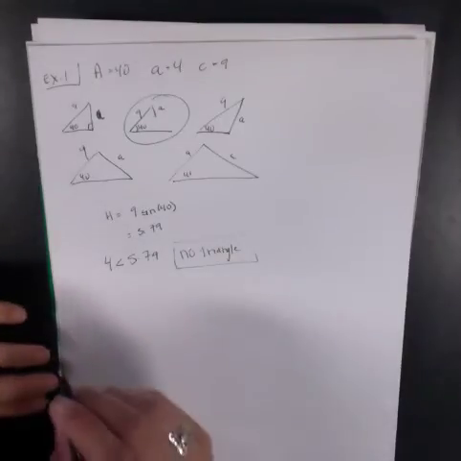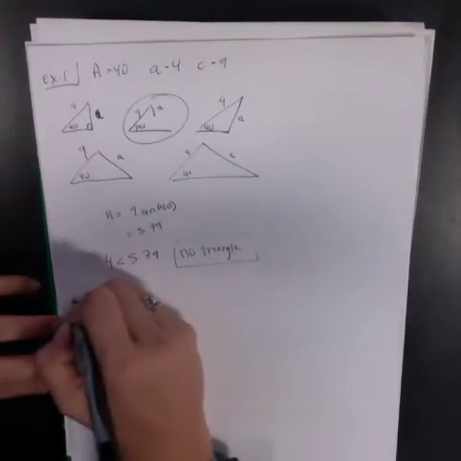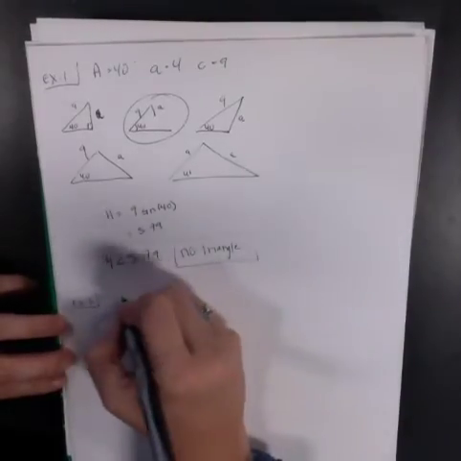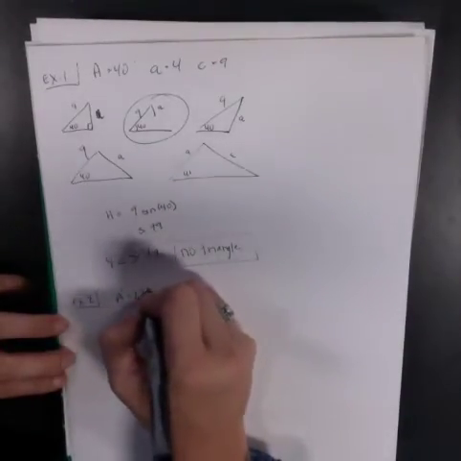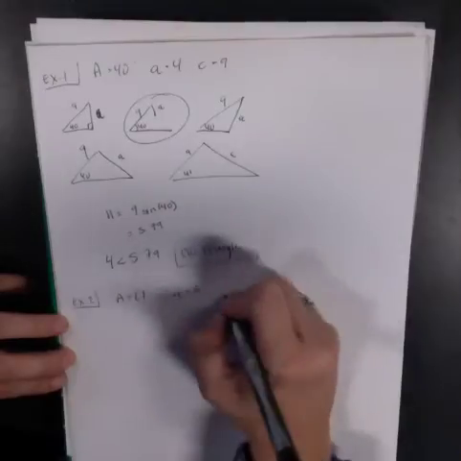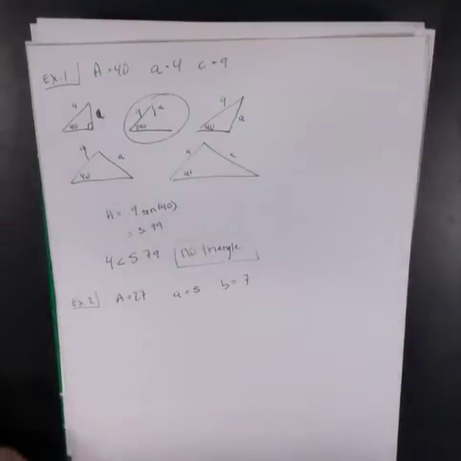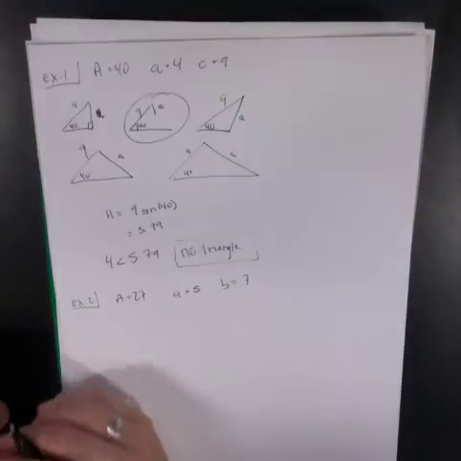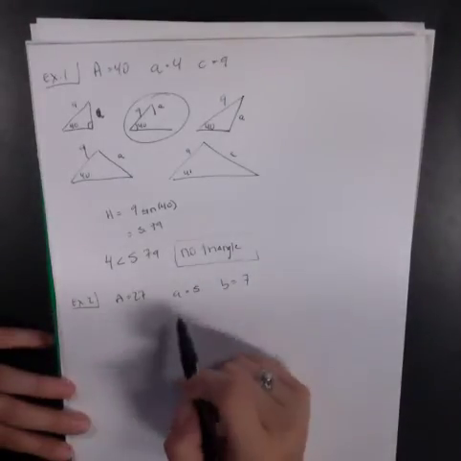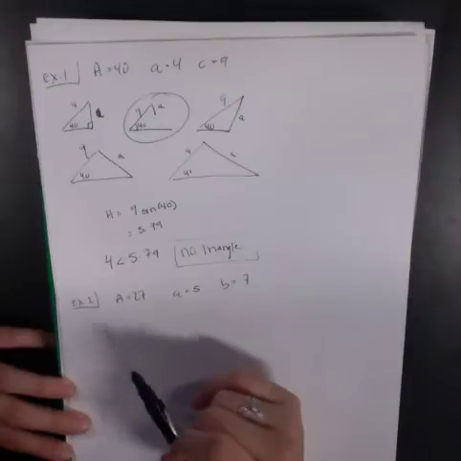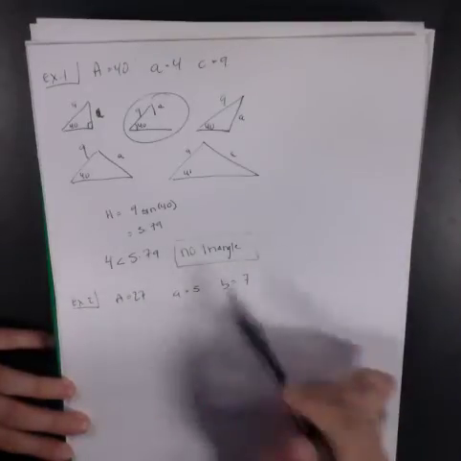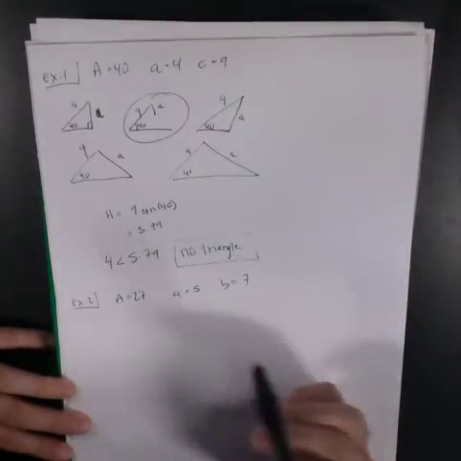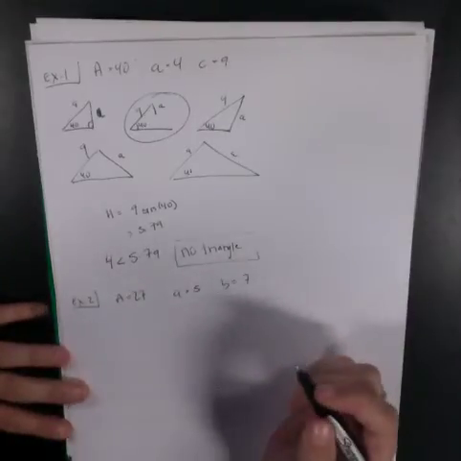Okay, let's do another example. If we are given A is 27 degrees, little a is 5, b is 7. We have to figure out what our triangle is going to look like. Are we going to have a triangle? Are we going to have one triangle, two triangles?